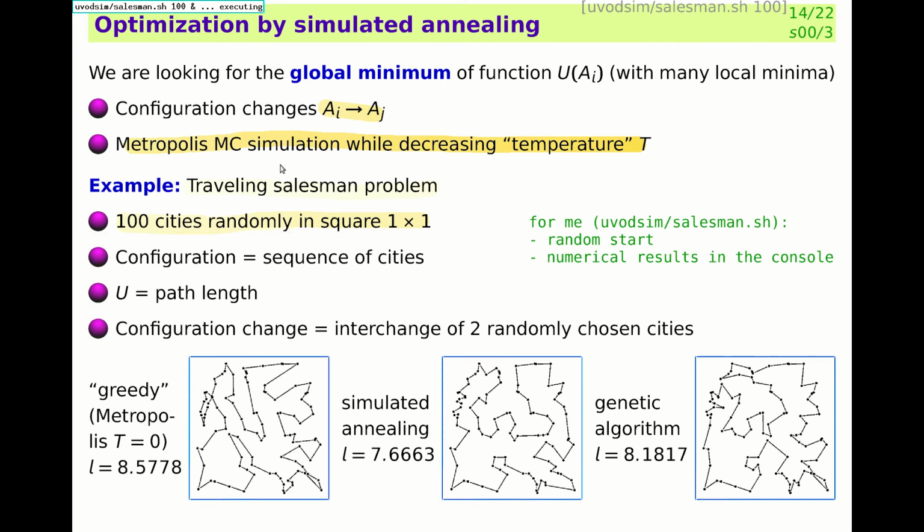So I can use methods of simulation for optimization. The simplest algorithm like this is called simulated annealing, and essentially it's a simulation of different type, Monte Carlo or molecular dynamics, with decreasing temperature, also with a certain temperature changing protocol.